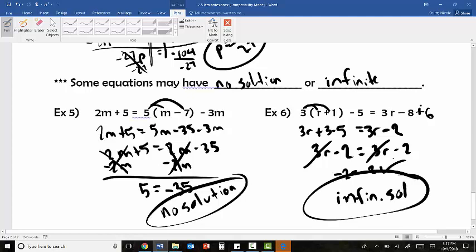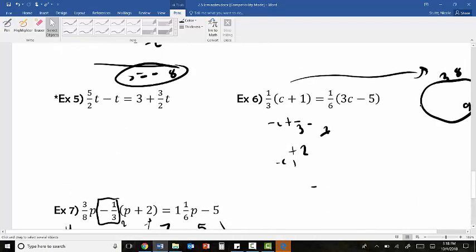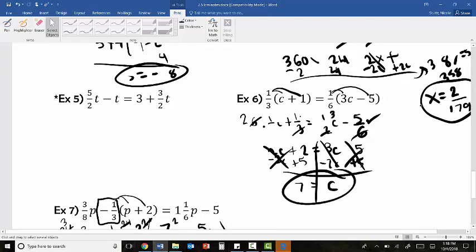So that means you can pretty much plug anything you want in for r, and it's going to work out. You're going to get the same thing on both sides of the equation. So we just want to watch out for those kinds of problems. You'll see that right up here. This is a special problem. That's why I saved it for last.